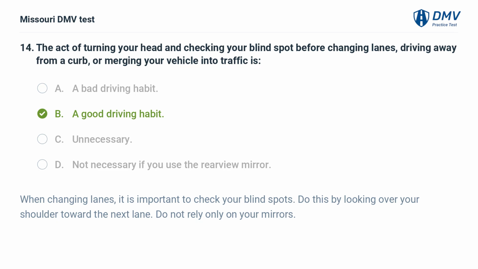When changing lanes, it is important to check your blind spots. Do this by looking over your shoulder toward the next lane. Do not rely only on your mirrors.